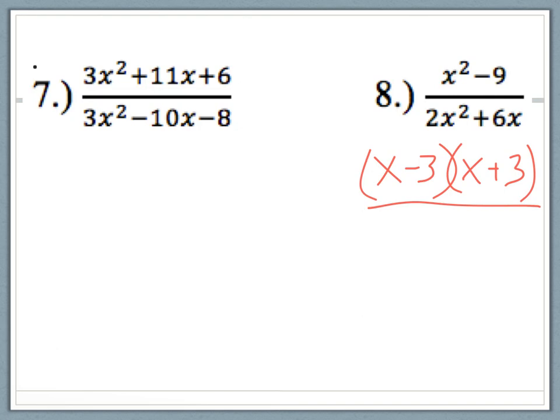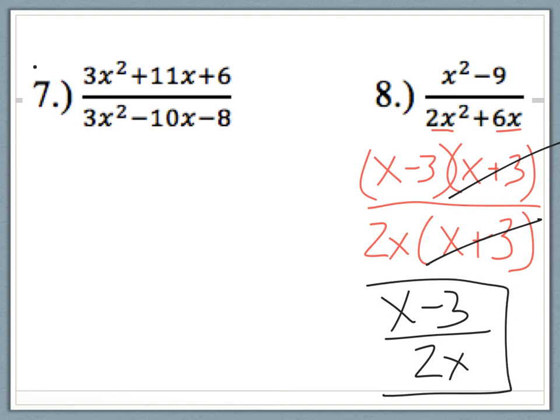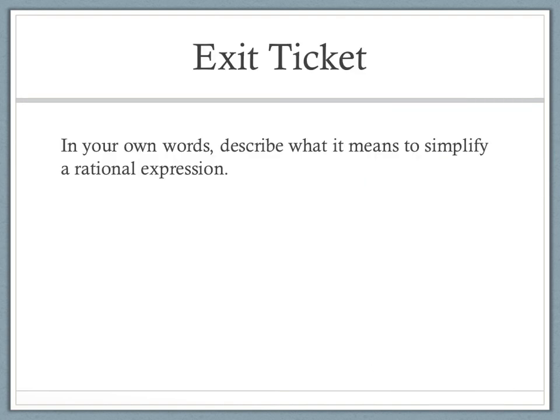Then on the bottom, I noticed that I can take a 2x out of both of those. So we're going to have 2x on the outside as a GCF, and then we have x plus 3, since 2x goes into 6x 3 times. Now once I have that, we can cross off the best part of this, x plus 3. We're making these look smaller, we're simplifying these. So x minus 3 over 2x. Now since this is x minus 3, I can't cancel out those x's. So there's my answer.